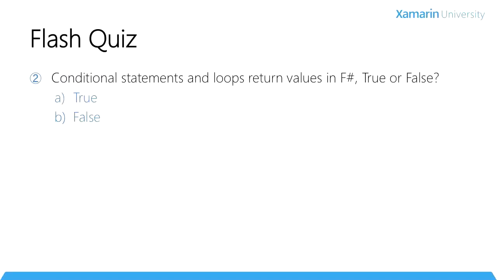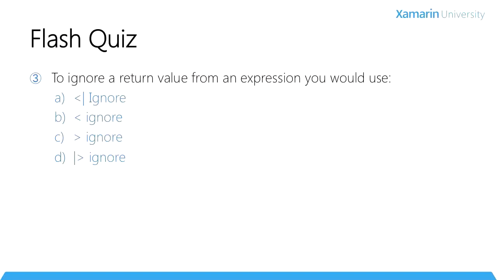Question 2. Conditional statements and loops return values in F#. True or false? And the answer is true. And question 3, to ignore a return value from an expression, you would use which of those 4 constructs? And the answer is D.